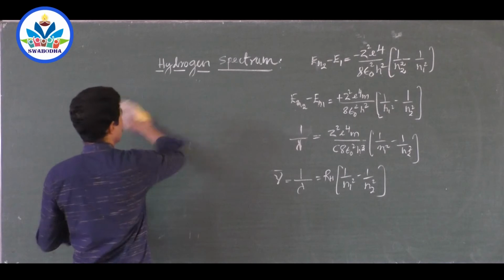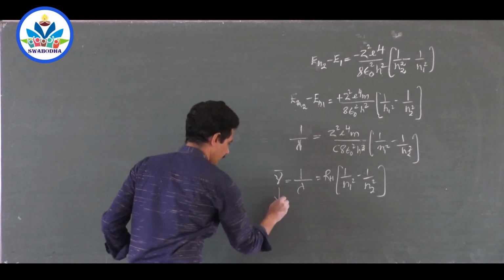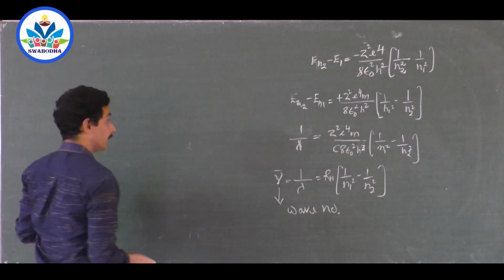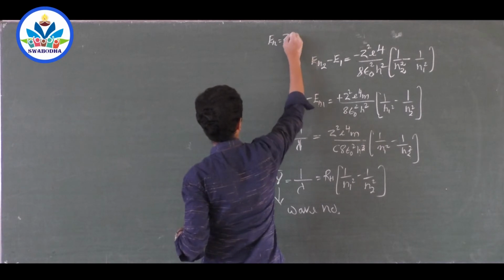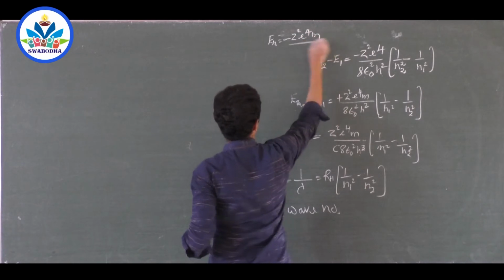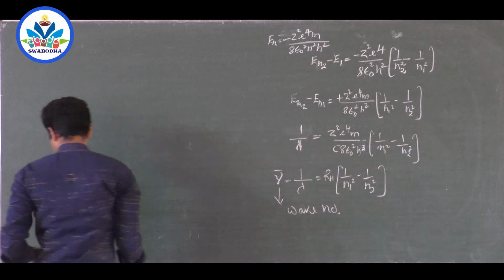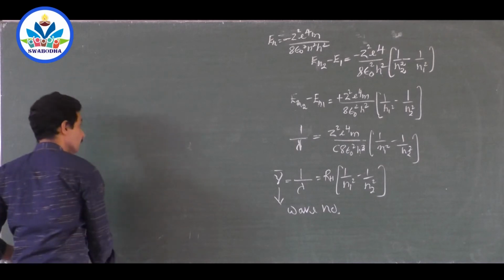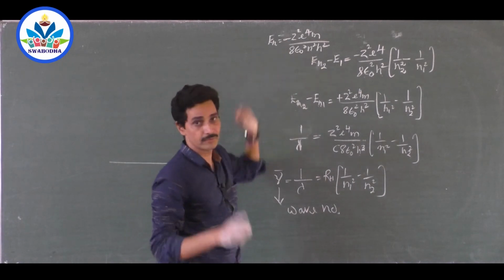Using the energy level diagram, Bohr put this equation for wave number. And using the energy equation, the energy of the electron in any nth orbit is minus z square e to the power 4 m divided by 8 epsilon naught square n square h square, where of course you have to put z as 1. Using this equation, this is the energy, and z equal to 1, n equal to 1, the first energy state.